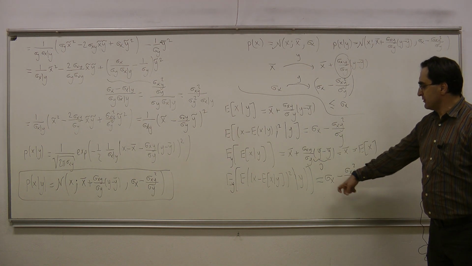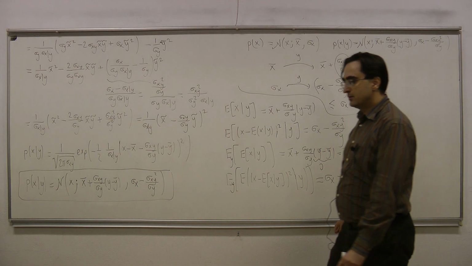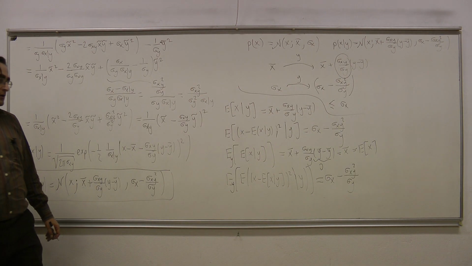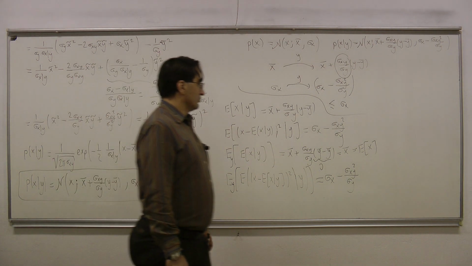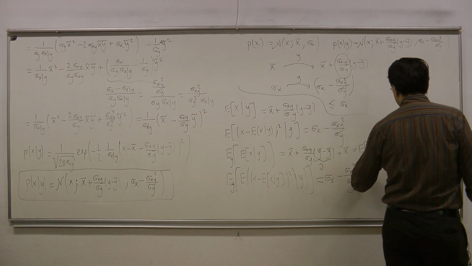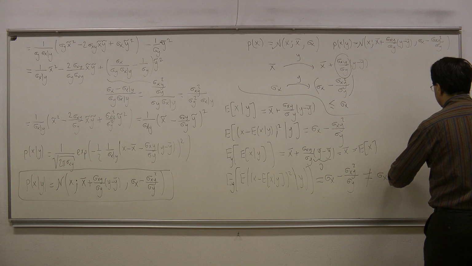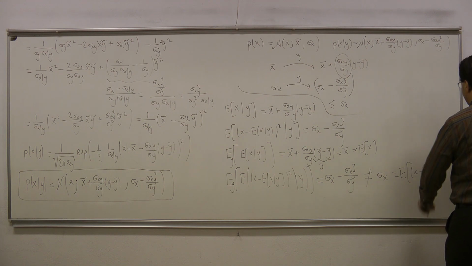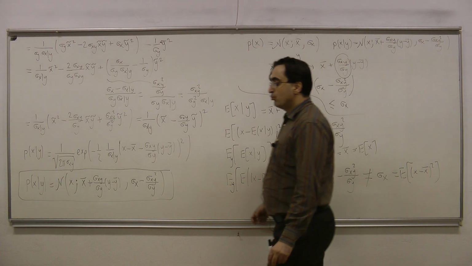So why is this not equal to sigma x? Isn't that the law of total expectation? So this is definitely, in general, not equal to sigma x, which is the expected value of x minus x bar squared. Okay? Why is that?